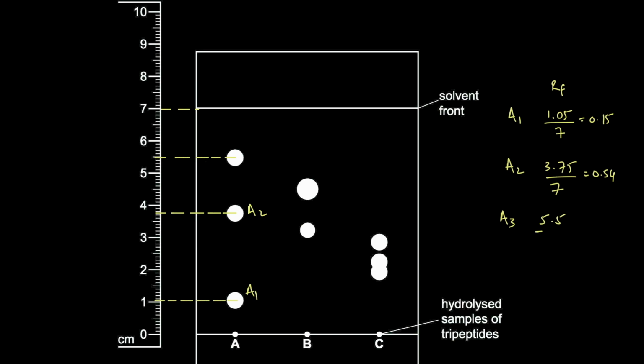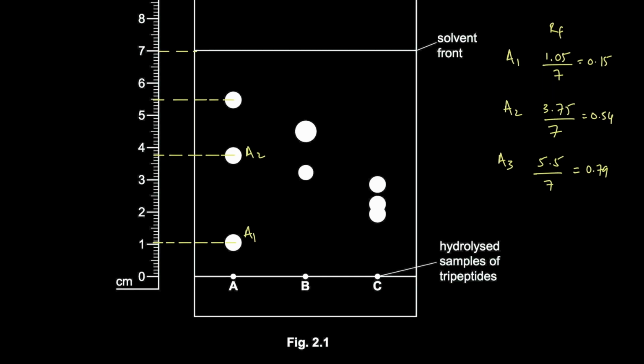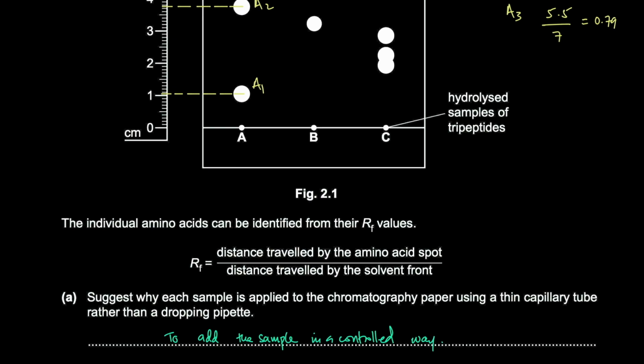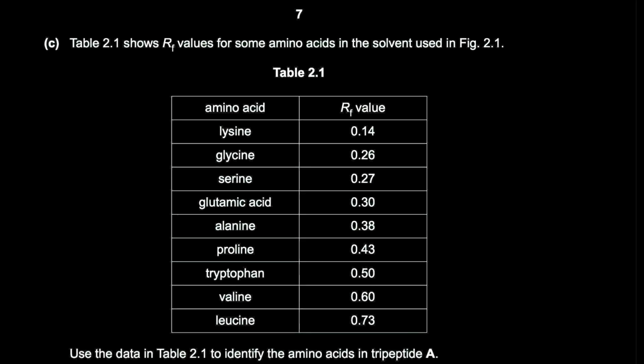It's the distance traveled by the sample divided by the distance traveled by the solvent front. So we get 5.5 divided by 7. So the answer is 0.79. Okay, so our RF values are 0.15, 0.54, and 0.79.